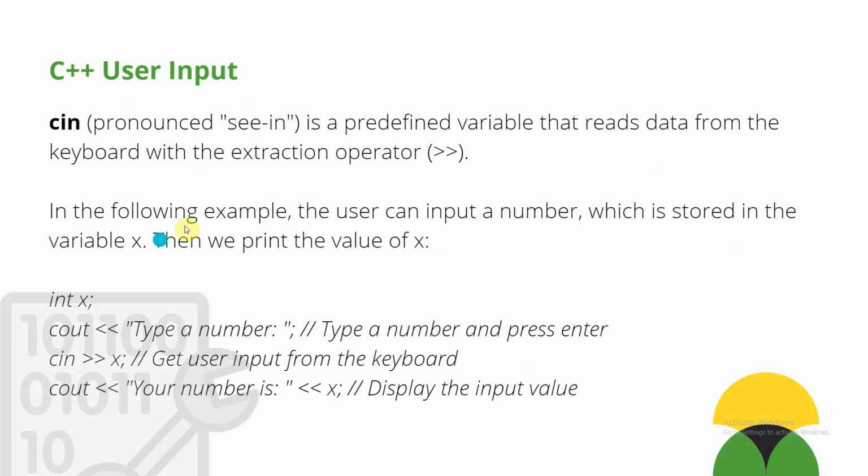In the following example, the user can input a number which is stored in the variable x, and then we'll print out the value of x. So declaration int x, and then we'll cout: type a number. This is what the user will see. So the user will type a number and press enter, and then the cin will get the user input from the keyboard and store the number in this variable, the variable x, and then it will print out using the cout command: your number is, operator, x, which is the value of the input number that was placed by the user.